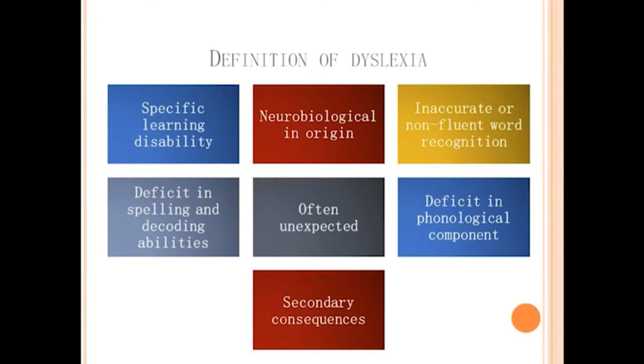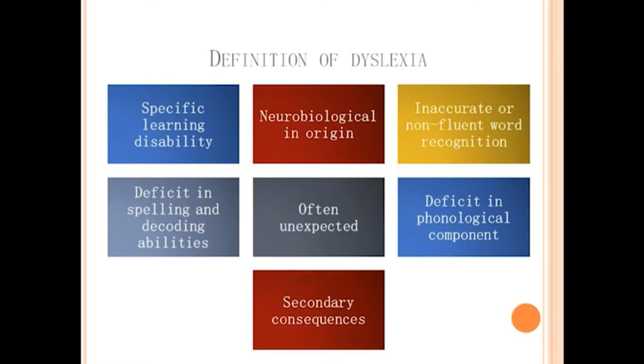This is the official definition of dyslexia given by the International Dyslexia Association. So dyslexia is a specific type of learning disability characterized by difficulty in reading. It has been shown to be neurobiological in origin. Dyslexia is characterized by inaccurate and/or non-fluent word recognition. Dyslexia is manifested in difficulties in spelling and decoding abilities.